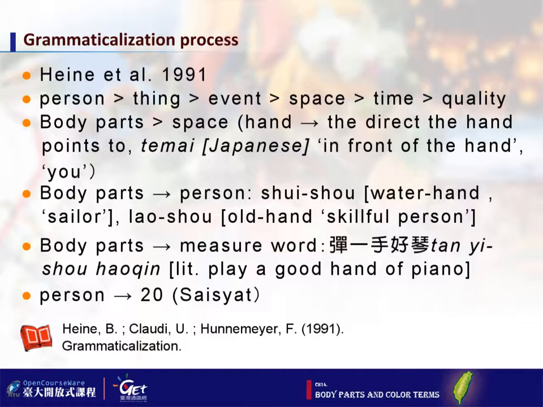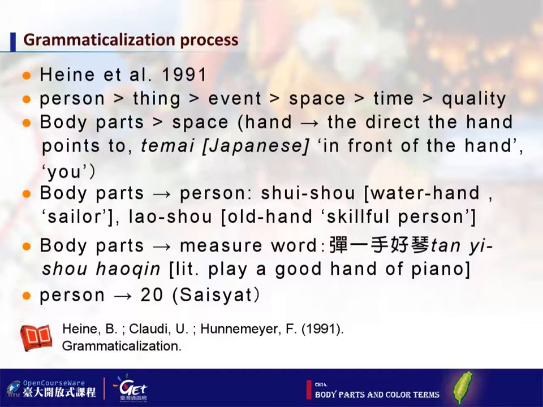And body parts could also be extended to refer to measure words. In Chinese we say 弹一手好琴. The literal translation: 弹琴 means to play piano, 一手, so you play one hand of good piano. That means you are very good at piano playing. So again here we see 手 from a physical body part becomes a measure word, a quality of that.